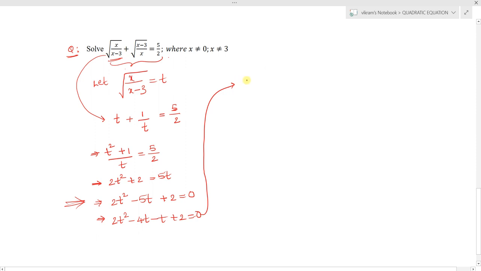It is t minus 2 into, if we take 2t as a common, 2t minus 1 equals to 0. From this we obtain t equals 2 as one condition and t equals 1 by 2 as another condition. Now consider case 1 for t equals 2.